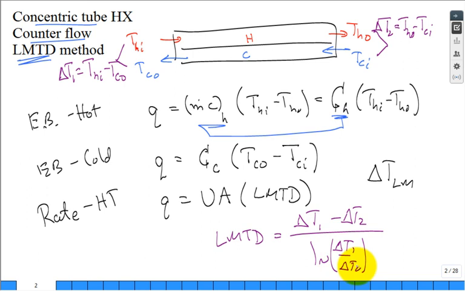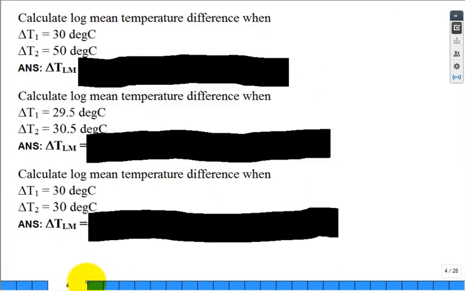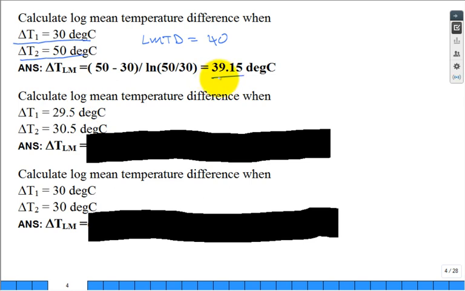We spent some time talking about that last time. I want to spend just a little more time talking about it again. This was the derivation. We covered that last time. So somebody says delta T1 is 30 degrees C and delta T2 is 50 degrees C, and you don't have a calculator, what would you guess the log mean temperature difference to be? Around 40. You take those numbers, stick it into your calculator, 39.15. That guess is pretty insightful.